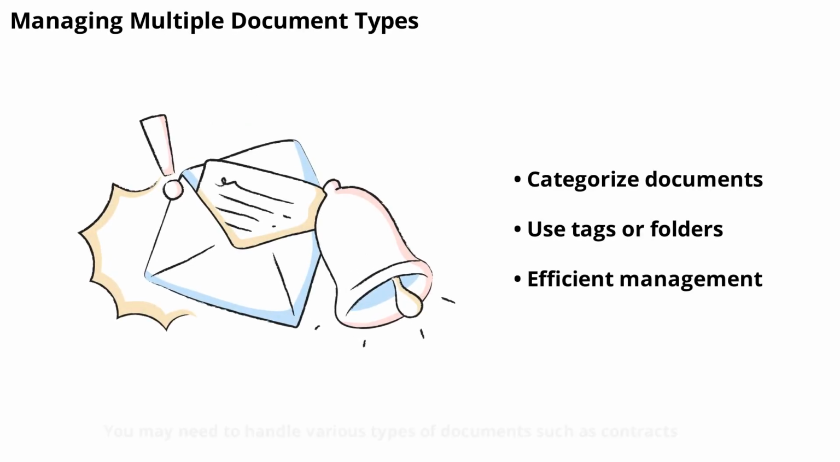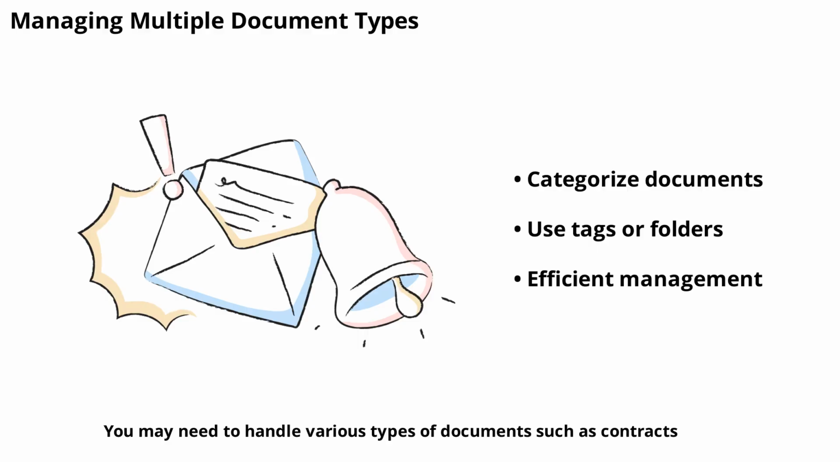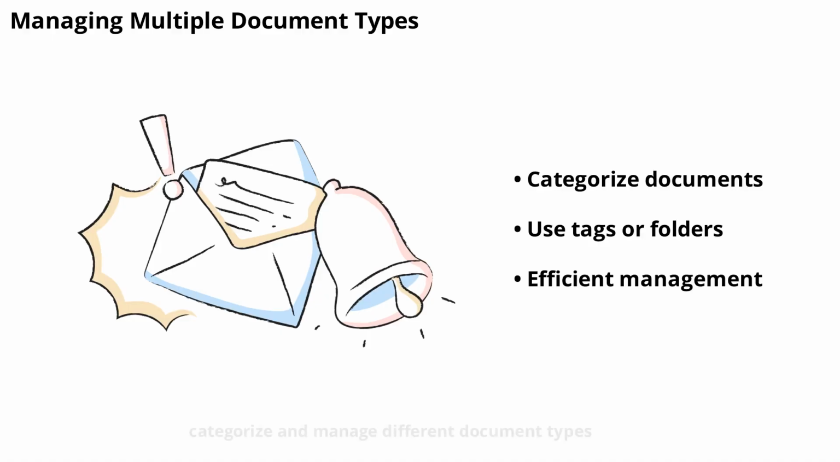You may need to handle various types of documents, such as contracts, NDAs, or invoices. Organize your help desk software to categorize and manage different document types. Use tags or folders for easy sorting and retrieval, making your document management system more efficient.